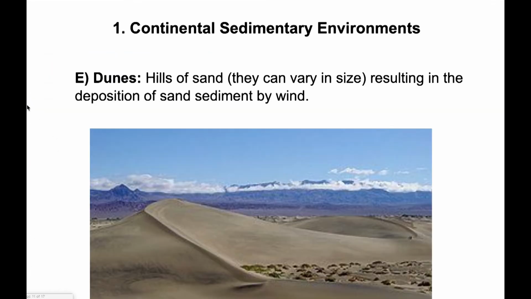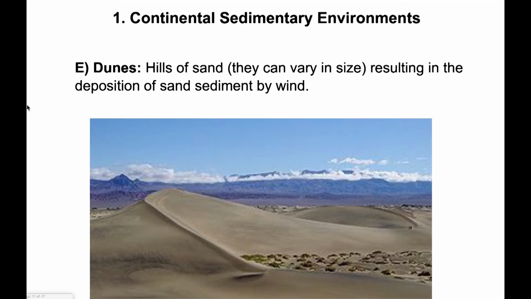Next up, we've all seen pictures of these before. These are sand dunes. They are very well sorted because wind can't really carry big particles at all. It can just carry sand. That's about it. So dunes are very, very well sorted sediments. They're all made of sand, and when they lithify, they make, surprise, surprise, sandstone.